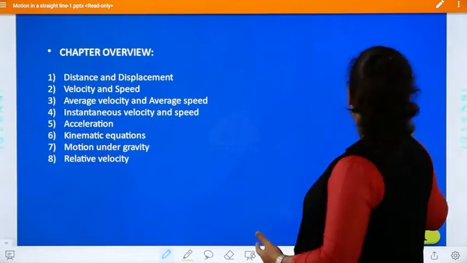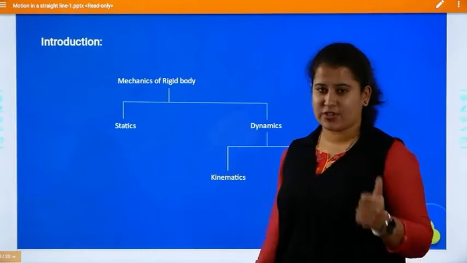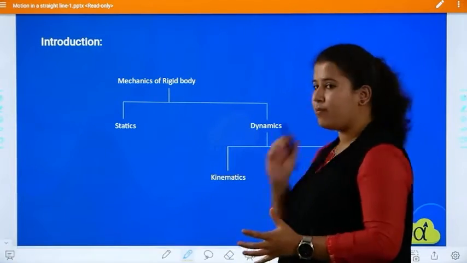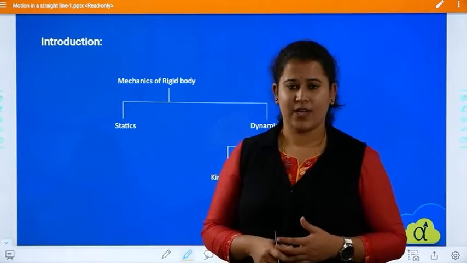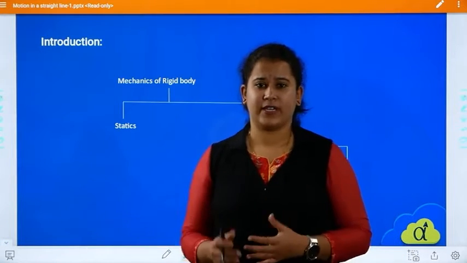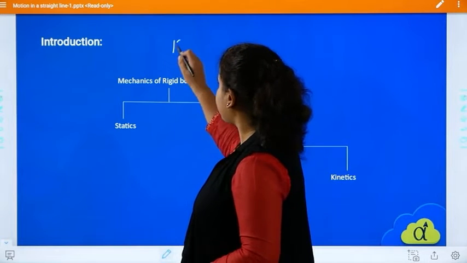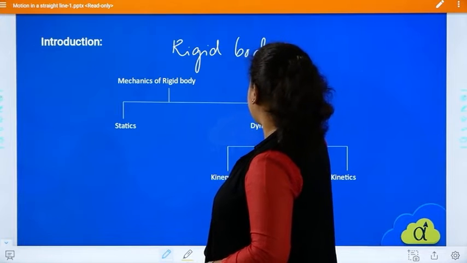So moving on to the next, we'll just look into the chapters, like what are the branches whenever motion of an object is involved, or motion of a rigid body is involved. So I just said rigid body. What does this rigid body mean? What do you mean by rigid bodies?